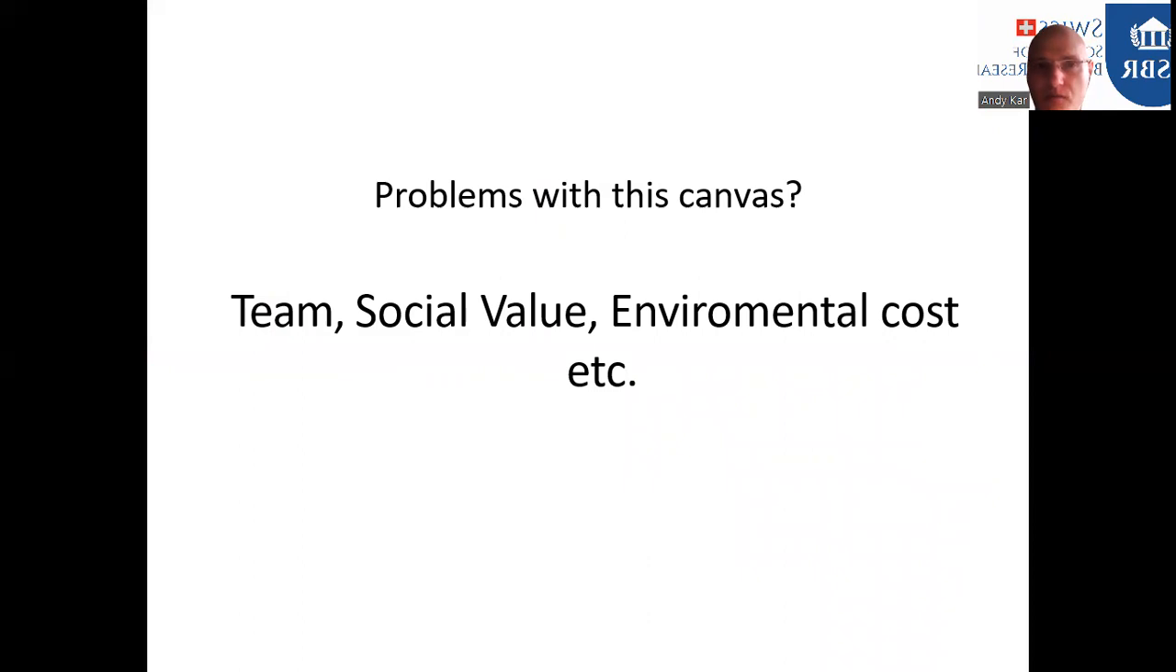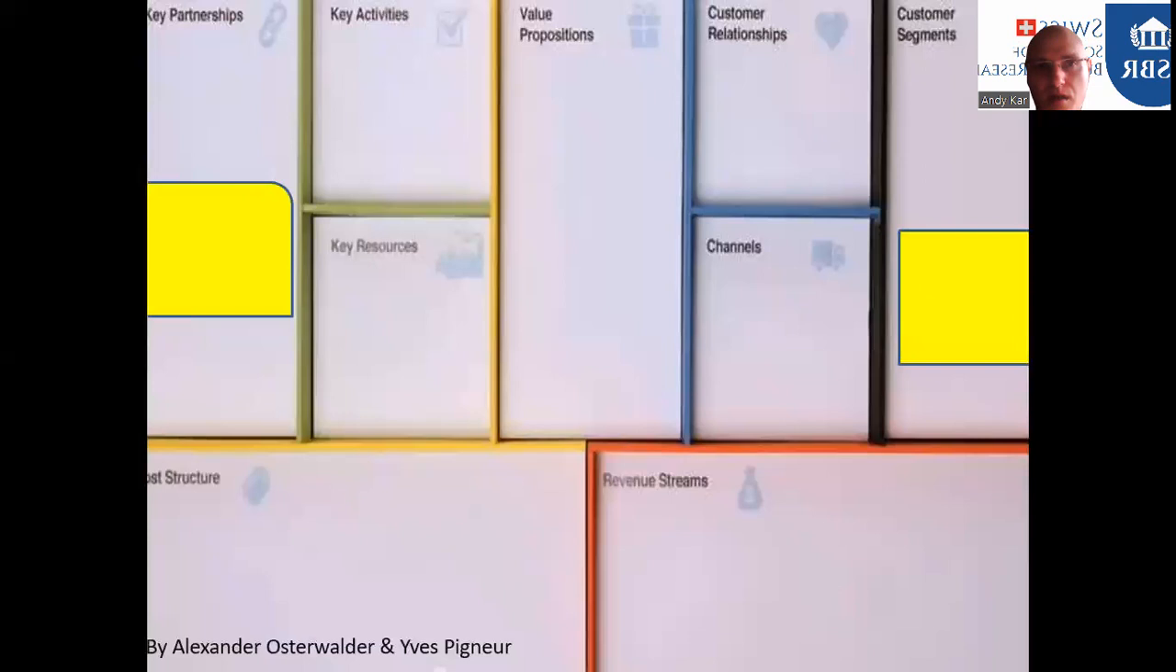What are the problems with this canvas? Things like team, social value, environmental costs, etc., are not discussed. Although these are very important elements that we need to put in our business model, especially nowadays, since we want to have, for example, an environmental presence, an environmentally friendly business model. This has to do with some kind of costs. Of course, it involves costs. So this is something that needs to be depicted in our business model, and it is not on the canvas.